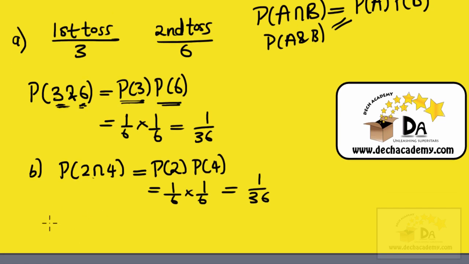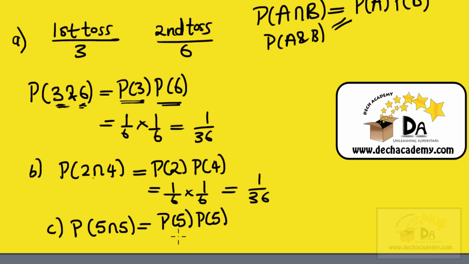Finally, the probability of getting two fives. So getting a 5 and then getting a 5. Again, that's equal to the probability of getting a 5 in the first toss times the probability of getting a 5 in the second toss, which is equal to 1 over 6 times 1 over 6, because the probability of getting a 5 is 1 over 6, because there's only one way of getting a 5 out of 6 possible outcomes. So it gives 1 over 36.